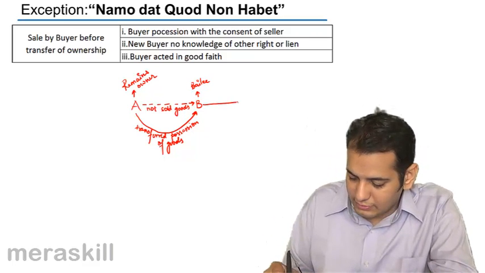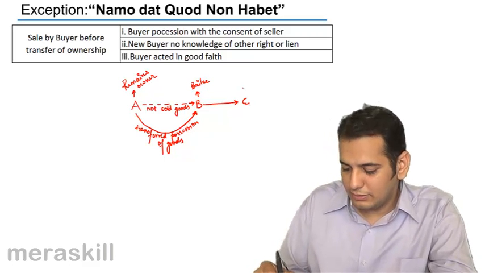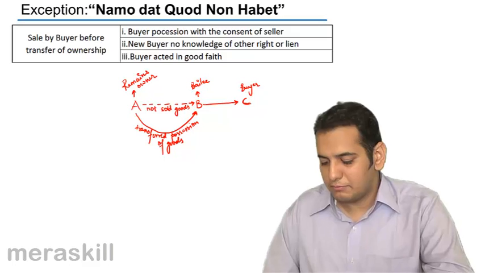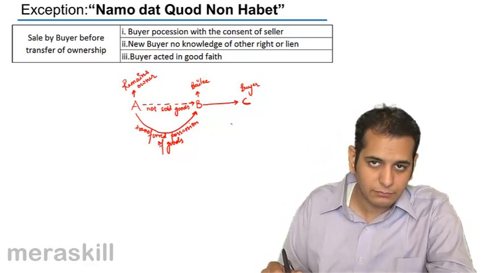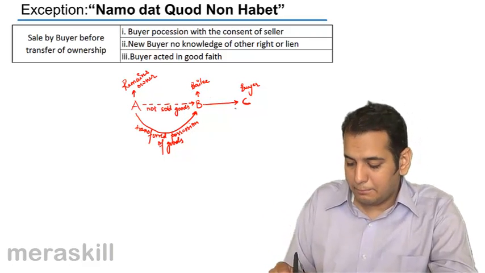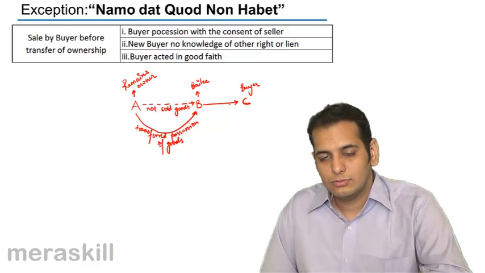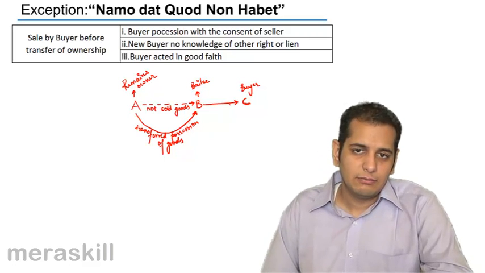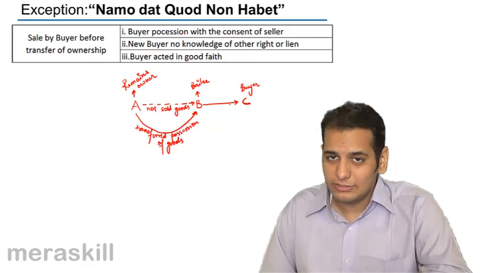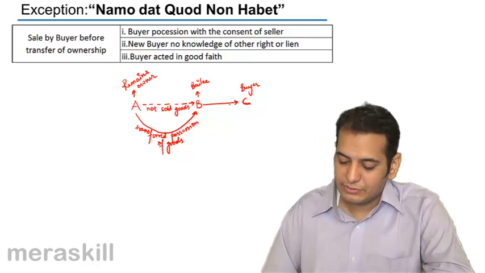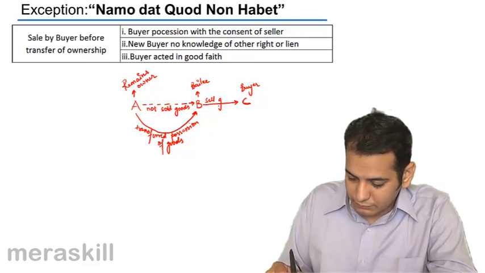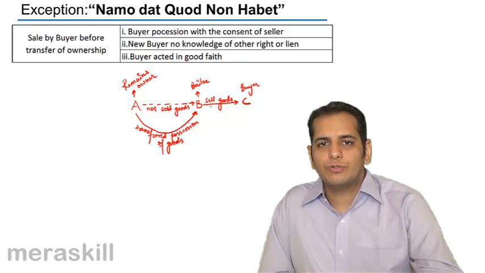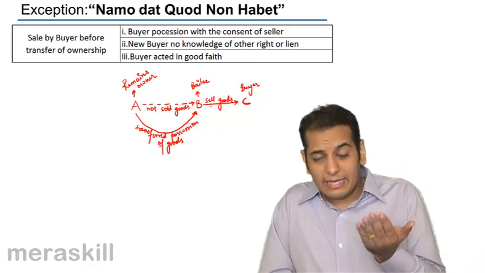Okay? Yet what B does is, since he has the goods, he sells them to C, who is the buyer in this case. Now, the question is, can B sell the goods? That means, can B become the seller in this case? Because to become a seller, it is important to have the ownership of the goods, but B does not have the ownership. Actually, B does not in effect become the owner of the goods, but in law, he can transfer the ownership.